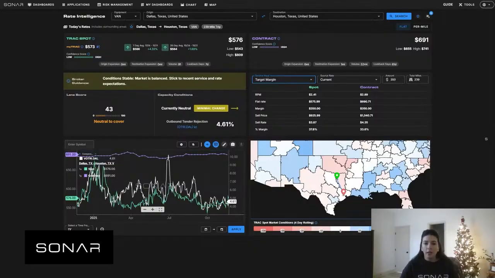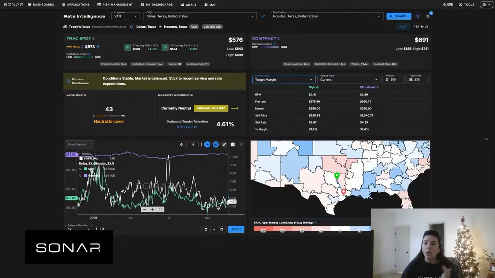The chart below that is going to show you rejections for the outbound market in white, overlaid with contract rates if you have them in purple, and then the spot rates in green. So this chart just allows you to dive deeper into those market changes and how they're affecting your overall rate.